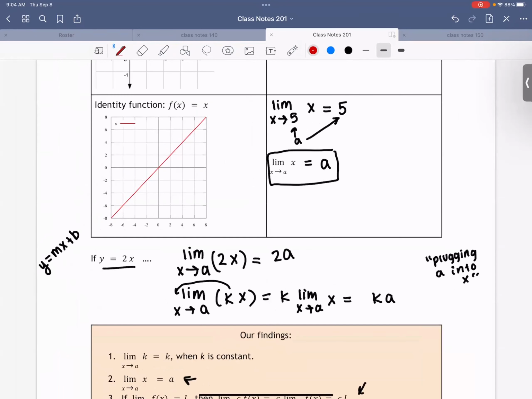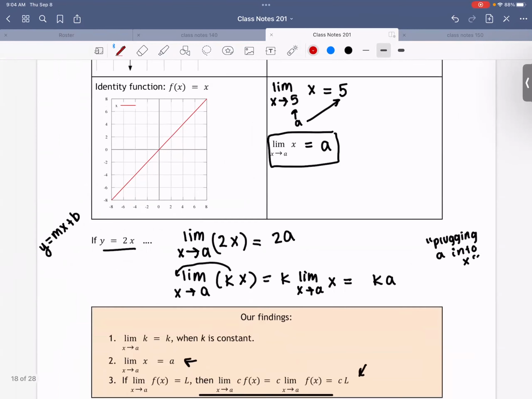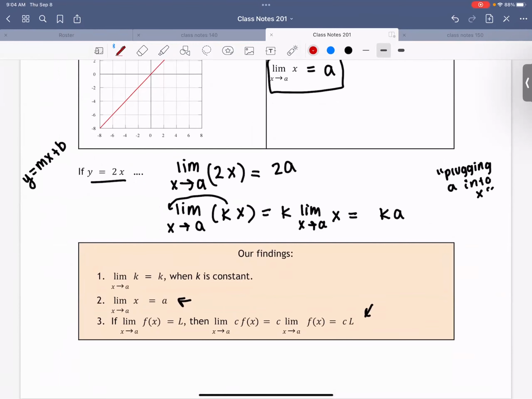We were working our way towards something like mx plus b, for example, and we also figured out that if we had a number like 2 times x, we could take the 2 out of the limit and then multiply 2 times whatever the limit of x was. So we're essentially plugging x into our function as well. Okay, so we had 3 findings.